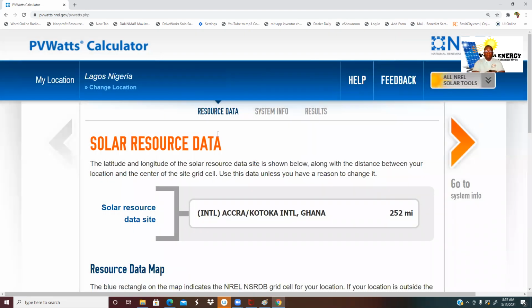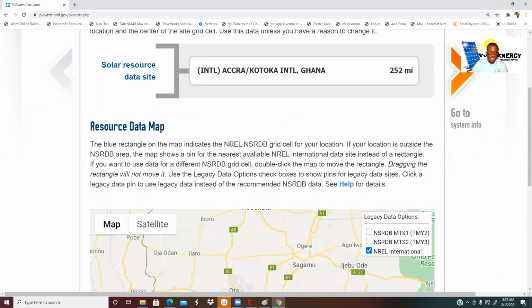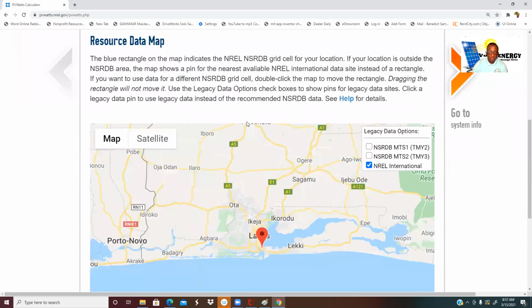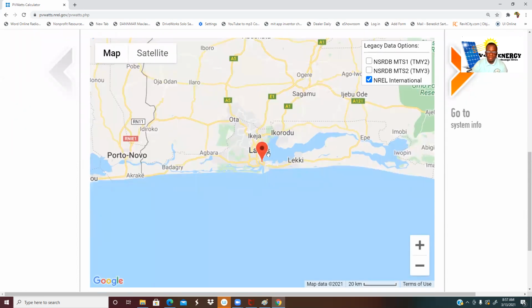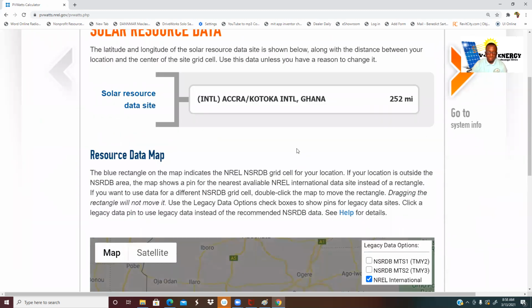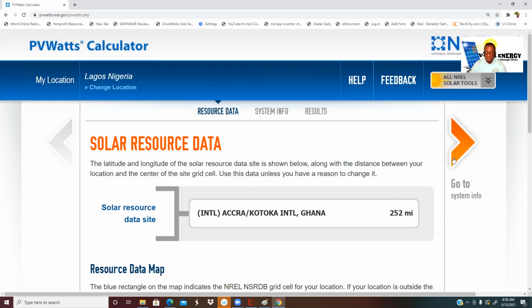Now you notice that we said Nigeria, but they give us the solar resource data, the latitude, the resource data information for Ghana. That is because the closest area to Nigeria that it has data for is Ghana. If you look on the map, they're using the NREL International Weather Data, and we have Lagos. So we are not wrong. It's Lagos, the same geographical area.